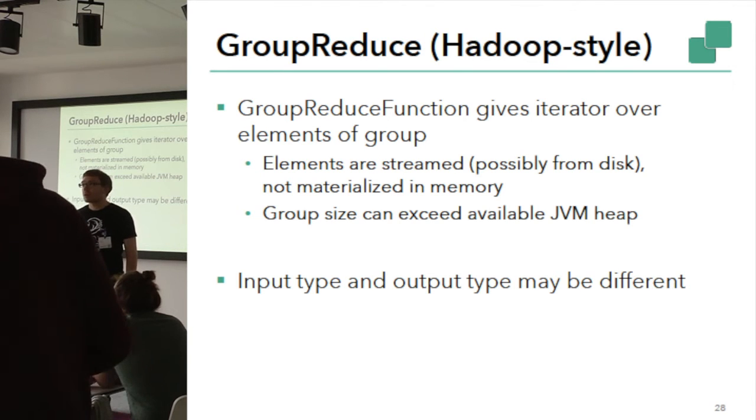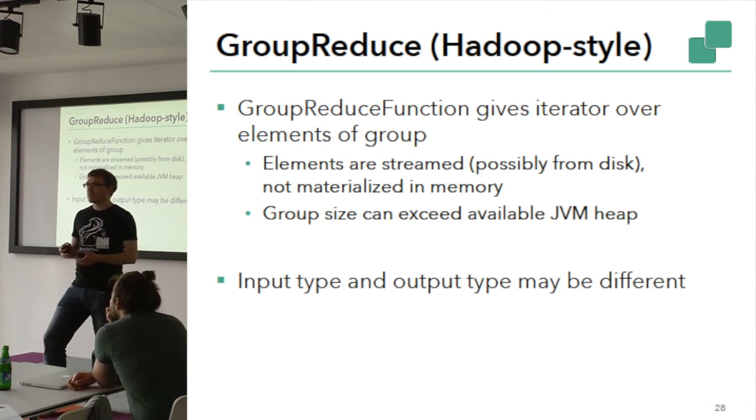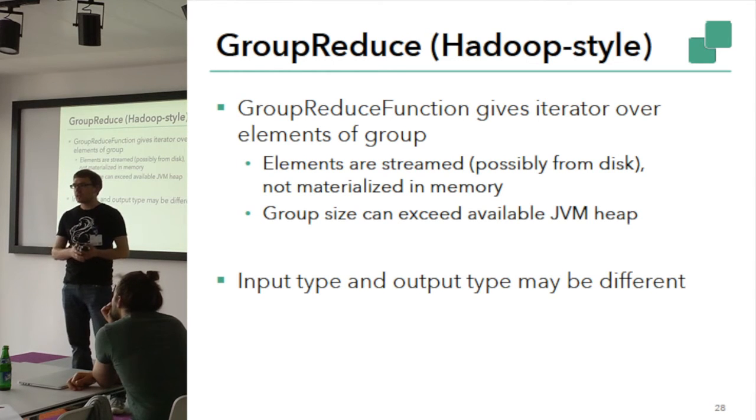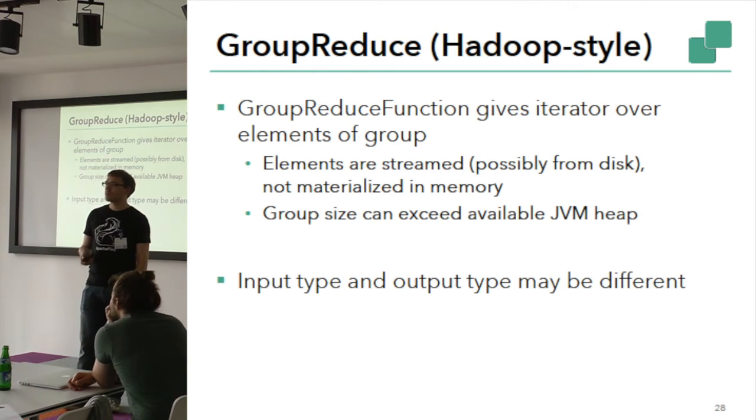And another thing, in the GroupReduce function, the input type and the output type might be different, right? You probably already used that. So you can have a reduce function which takes a data set of strings and converts it into a data set of string-int pairs, for example.